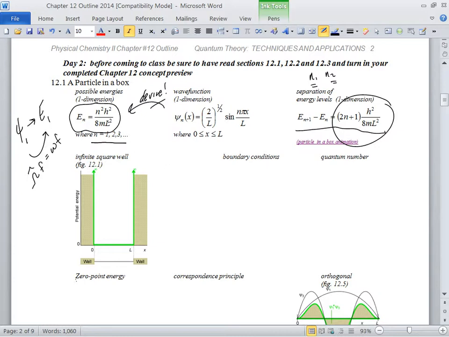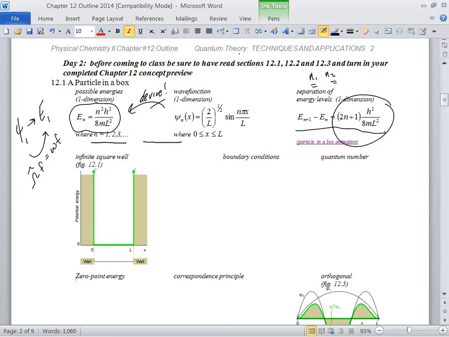So in our macroscopic world, L would be huge. The difference in energy levels becomes so small you can't even tell the difference anymore. What's m? Mass of the electron, or whatever's in the box, say the mass of a baseball. Again, the energy differences between the two different energy levels become 0 if you make it a really huge object. Okay.